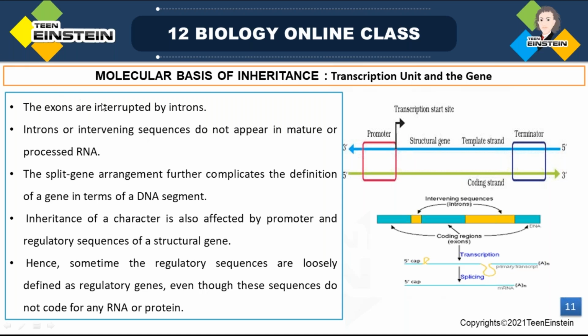Okay, so the exons are interrupted by introns. Here you can see the exons, coding region, they are interrupted by the introns. And introns or intervening sequences do not appear in a mature or processed RNA. In a mature or processed RNA, these introns won't be present. And the split gene arrangement further complicates the definition of a gene in terms of a DNA segment. In a DNA segment, you can see exons and introns.